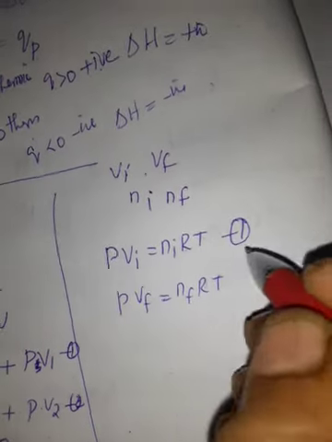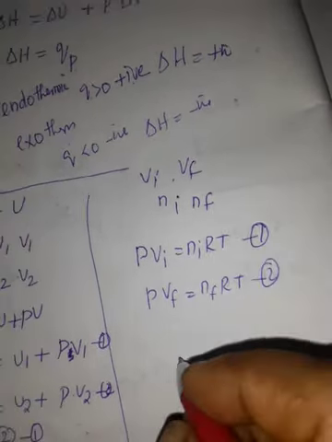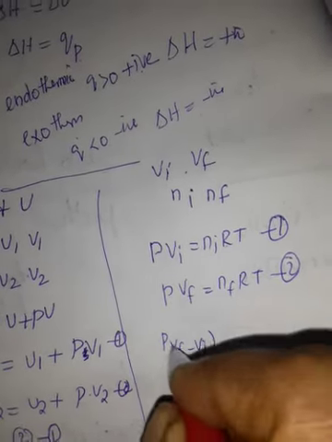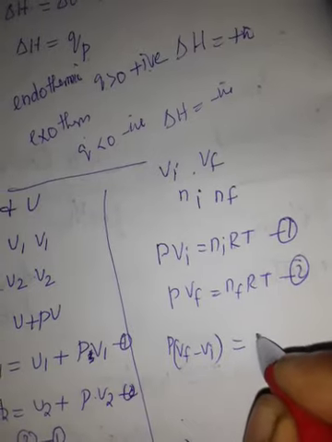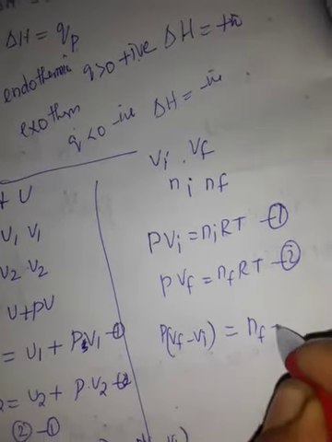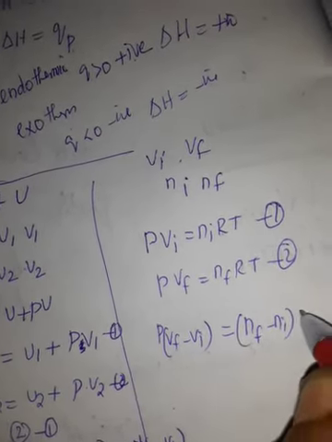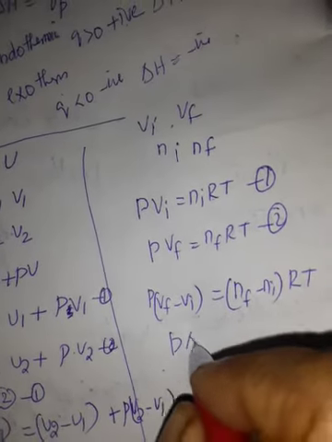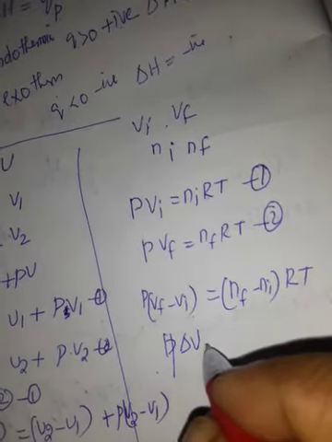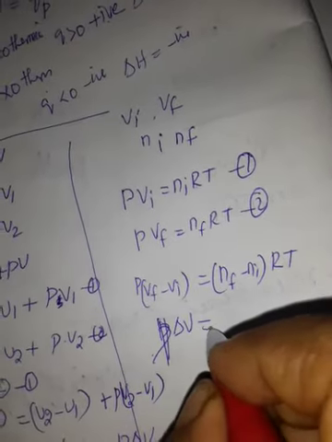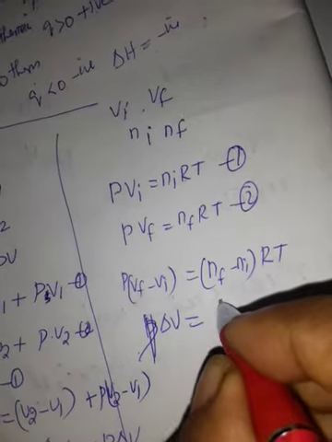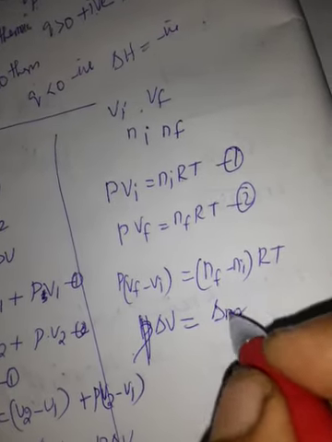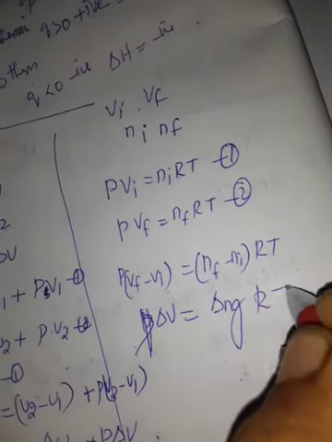Subtract the both, 2 minus 1. So P into Vf minus Vi is equal to nf minus ni into RT. That is P del V is equal to delta ng, the change in number of moles of final and initial, del ng into RT.